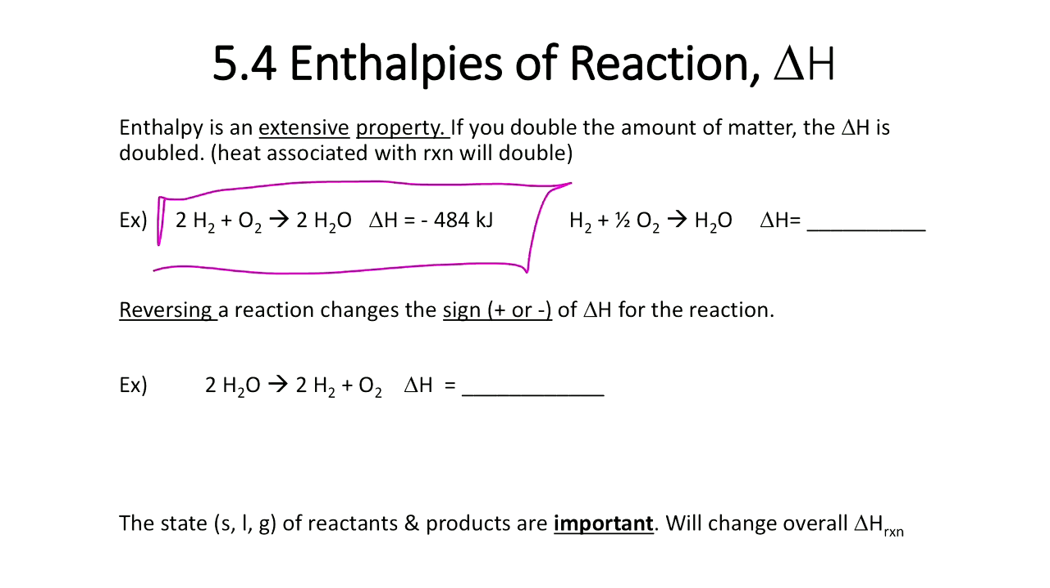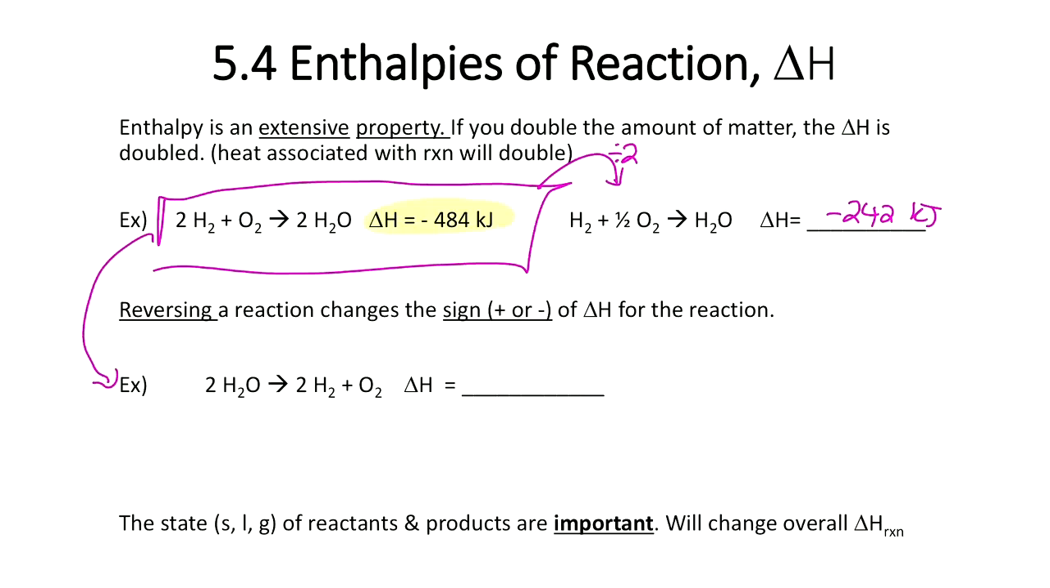If we have a reaction, this reaction releases 484 kilojoules of heat, but if I halve the reaction, how much heat is actually given off for this halved one? Half, so it's going to be negative 242. So I have the reaction, I have the amount of heat that comes out. If I doubled the reaction, I would double the amount of heat that would come out. So I double enthalpy.